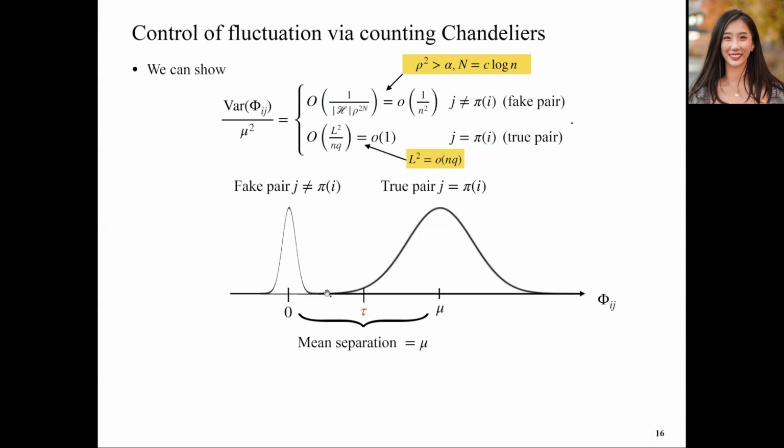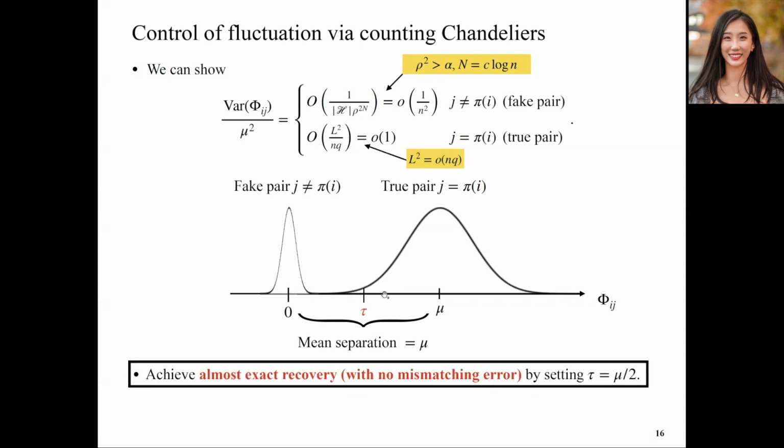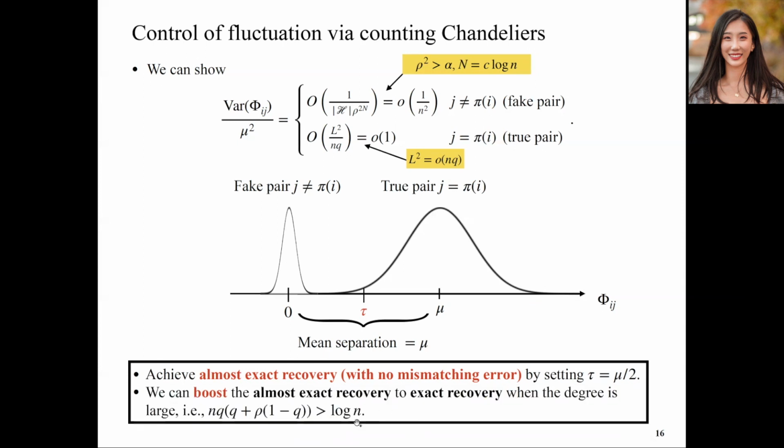As you can see here, we're only going to match the true pairs, but there will be a vanishing fraction of vertex pairs that are true pairs, but our algorithm does not output them. So directly applying the above techniques, we can only achieve almost exact recovery with no mismatching error. And when the degree is large and this condition is satisfied, then we can further boost the almost exact recovery to exact recovery. The technique we used here is that, because we already correctly match almost all vertices between the two graphs, we can use all these correctly matched vertices as seeds to gradually match the remaining vertices.